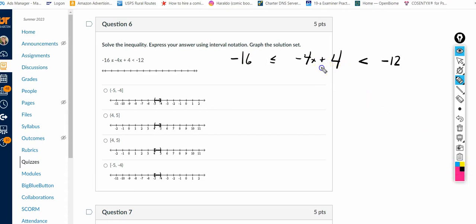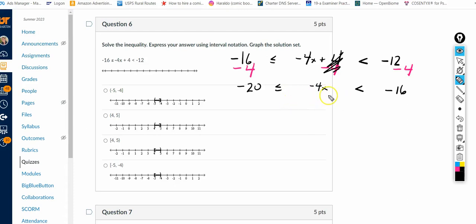So the first thing I'm going to do is get rid of that 4. And I'm going to subtract 4 from every part. Now subtracting does not have any effect on that arrow. So on my next line, I'm going to have negative 20. Here, these cancel like they were meant to do. And 12 minus 4 is negative 16. Okay. Now, to get x by itself, I'm going to need to divide by negative 4.